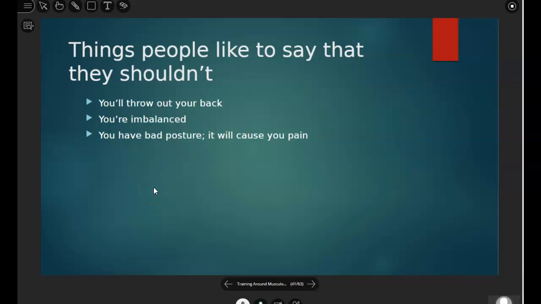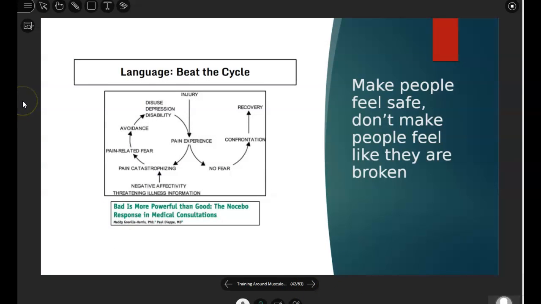A nocebo effect can actually be words. If you tell people things like this, and I'm sure you've all heard this before too, like if someone's saying, oh, you'll throw out your back or you'll throw out your knees, you're imbalanced, you have bad posture, it's going to cause you pain. Words like this can cause, especially, movement avoidance. And if people have fear associated with movement, they're more likely to actually experience pain. So I think one of the biggest things you can do if you're going to be a trainer, a PT, an OT, is make people feel safe and don't make them feel like they're broken.